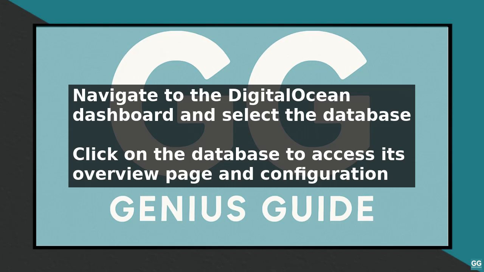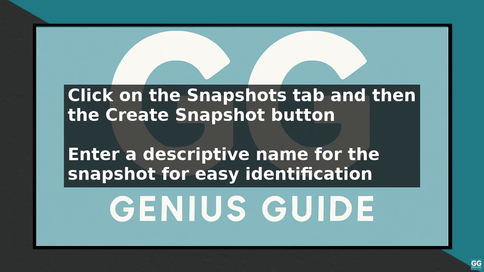Click on the database to access its overview page, where you can view its current status and configuration. Next, click on the Snapshots tab. Then click the Create Snapshot button. You will be prompted to enter a name for your snapshot. Choose a name that is descriptive and easy to identify.